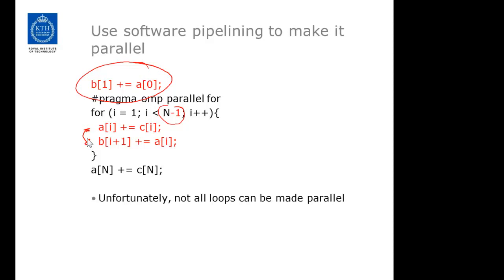so that you produce the A element first and then the B element. You could have kept the ordering, but then you would have needed to change this one to C of I, which is okay. And then you have to add the final iteration's storing of A as before. This is called software pipelining, and this is a very useful technique to get rid of some loop-carried dependencies. But unfortunately, not all loops can be made parallel, and then you have to do more significant restructuring of your code, or live with the fact that loops cannot be made parallel.